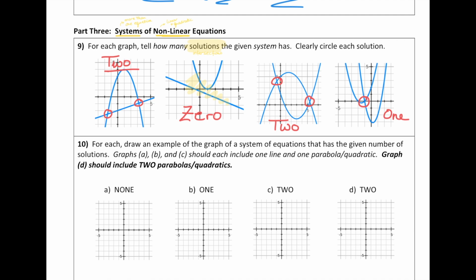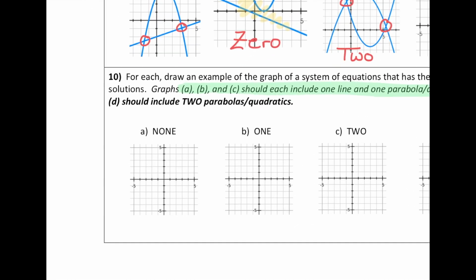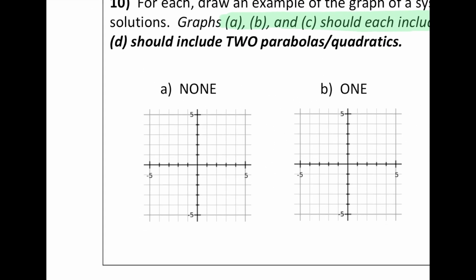And then in the next question, I ask you to draw some systems of equations that have a certain number of solutions. And so for A, B, and C, notice that I asked you to do 1 line and 1 quadratic or 1 parabola. And then in letter D, you want to do 2 parabolas. Try not to give me the same exact graphs that I gave you in number 9. But one example here of no solutions might be if you have a parabola like this, and let's say a line like that, that would be no solutions.